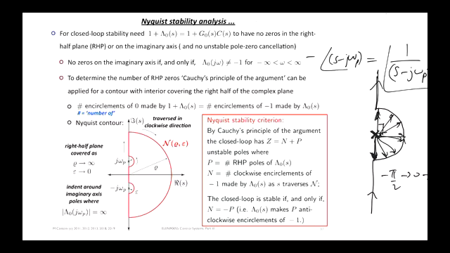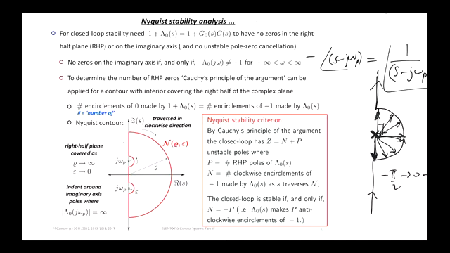To determine how many zeros this rational function has in the right half plane, we can apply Cauchy's principle of the argument. As we saw last time, it allows us to keep track of the phase of a function as it's evaluated around a closed contour. The net change in phase will be the difference between the number of zeros inside that contour and the number of poles inside that contour. We know how many poles this has in the right half plane: it's equal to the number of open loop unstable poles.